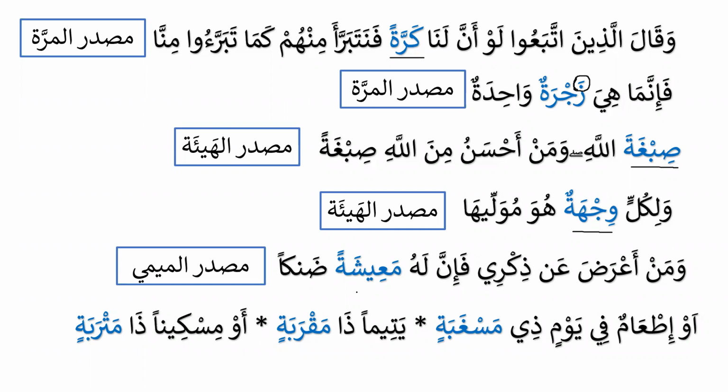And again, you might be thinking, how is it maf'ilatun? Whenever we have weak letters, for example, ya over there, we know that some changes take place. So it was basically ma'ishatun, but when ya is mutaharrik and there is a kasra before it, then it changes, so it becomes ma'ishatan dhanka.